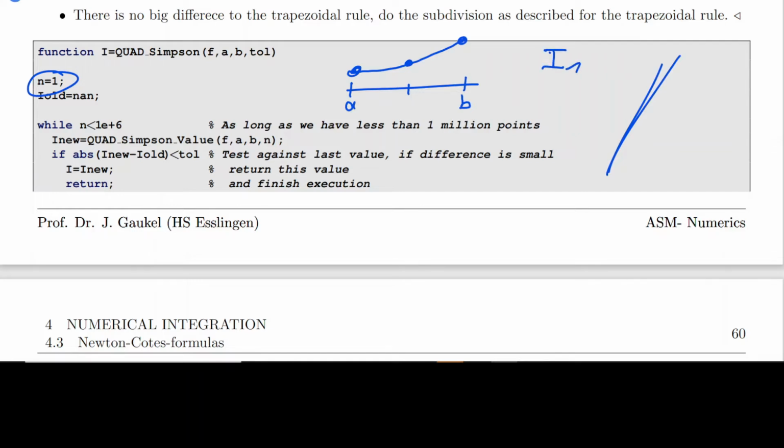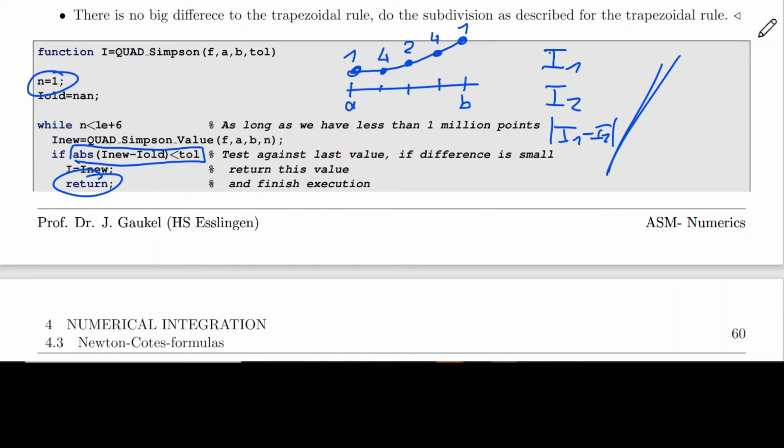And then we split the interval, which means that we also evaluate at these points, and then we are using the formula 1 times that function value, 4 times that function value, 2 times that function value, 4 times that function value, and 1 times that function value. And then we get an integral value I2, and then we check the absolute value of the difference I1 minus I2. And if this difference is small, then we stop, we return our integral value, and the function will terminate.